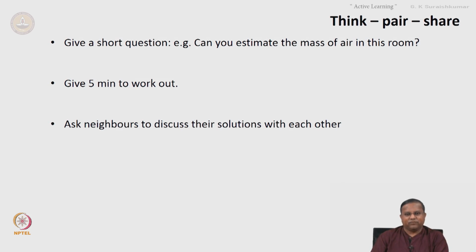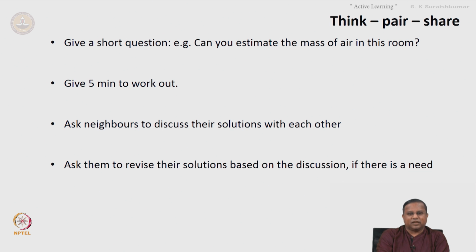Think, pair, share works something like this. Give a short question. It could be, can you estimate the mass of air in this room, right. Give 5 minutes for students to work it out, individual students, in a regular classroom. Then after 5 minutes, ask neighbors to discuss the solutions with each other, right. If you have clicker possibilities and so on, you could monitor the progress as things go along, but this itself is good enough. Ask neighbors to discuss their solutions with each other, and then ask them to revise solutions based on the discussion, okay. That itself is good enough.